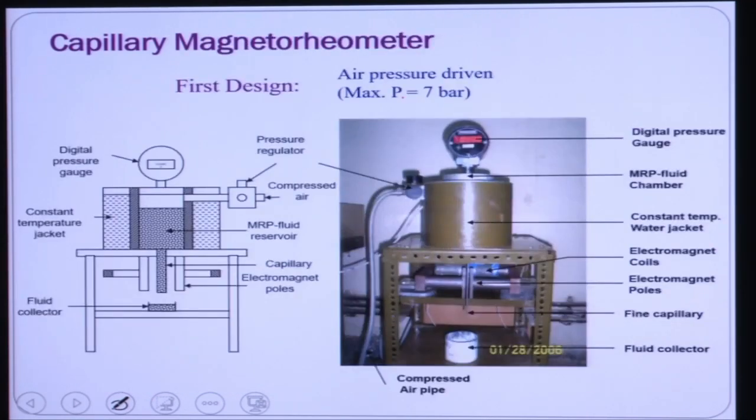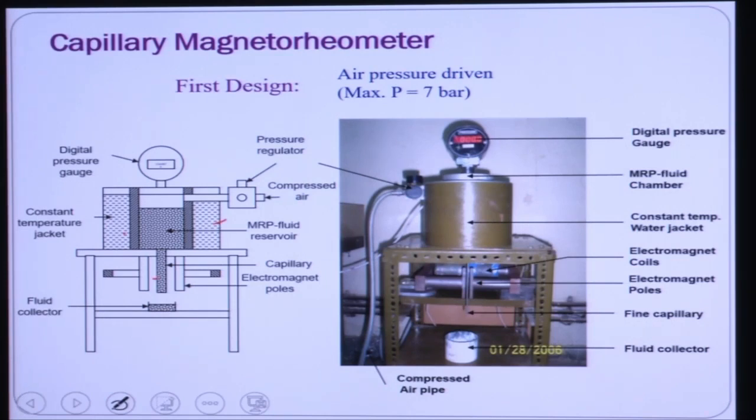So you can see the first design of the capillary rheometer. This is the container. A constant temperature jacket is kept here so that the temperature of the MR fluid can be maintained in this container. It is filled with the MR polishing fluid. This is the capillary tube, attached just at the bottom of this container.